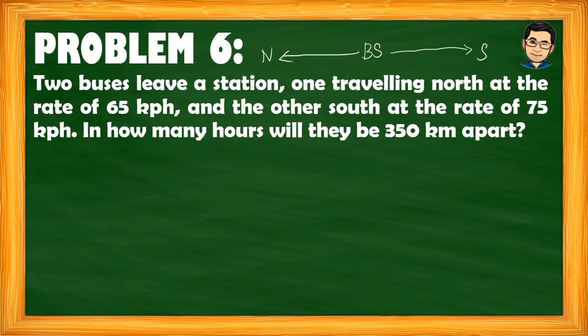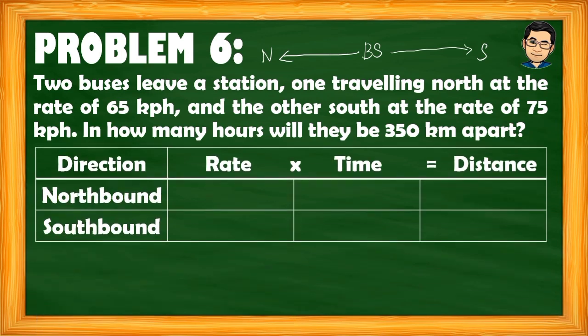So, yung distance nila is 350 kilometers. Ang tanong, ilang oras? So, ilang oras ang aabutin para 350 kilometers apart sila. So, yung layo nila sa isa't isa. So, ayan, gamit tayo ng table. So, yung northbound, so yung isang bus natin, yung rate niya, 65. So, yung time niya, hindi natin alam. Yun ang unknown. And then, yung distance, i-multiply natin yung rate tsaka time. So, that is 65x. And then, yung pa-southbound naman, 75 yung kanyang rate. And then, yung time, x, multiplying, so, 75x.